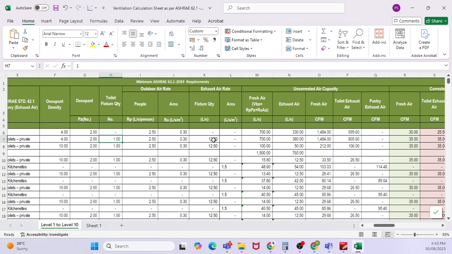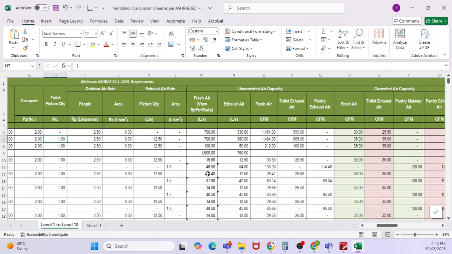Based on that fixture quantity, it will calculate how much fresh air you have to take, or how much exhaust you have to take per place. Say for example, in this particular area you have 12.5. You can say there is 12.5 multiplied by 1, and you will get the total exhaust air you have to take. Then you also have to calculate pantry exhaust.